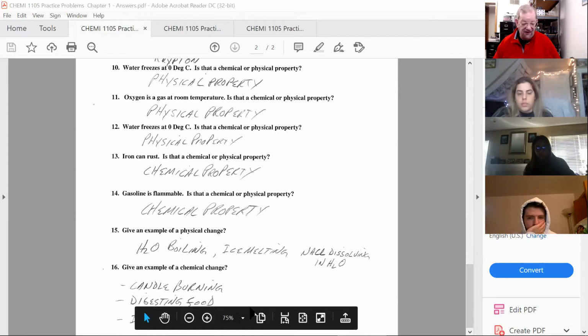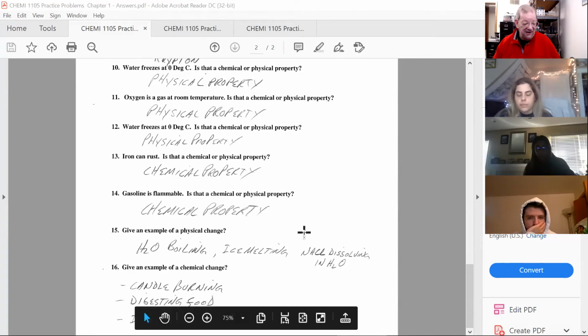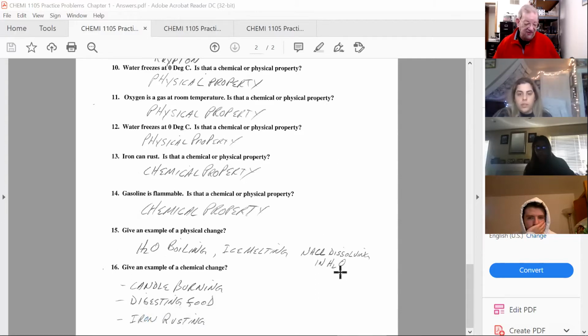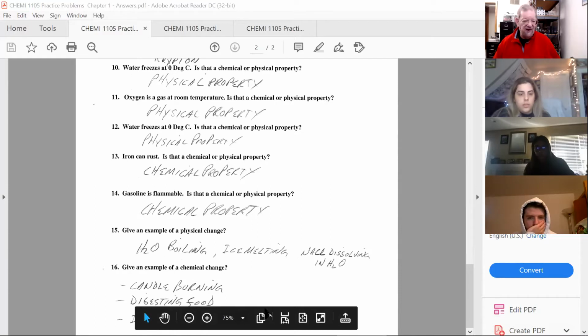still exists in water. And finally, give an example of a chemical change. I don't know if I told you, most organic chemists who are good when they're young were pyromaniacs. I'm no different. A candle burning. Also, when you eat food and it's in your stomach, digesting, it's undergoing a chemical change, and iron rusting is undergoing a chemical change. And that's everything from chapter 1. Any questions?